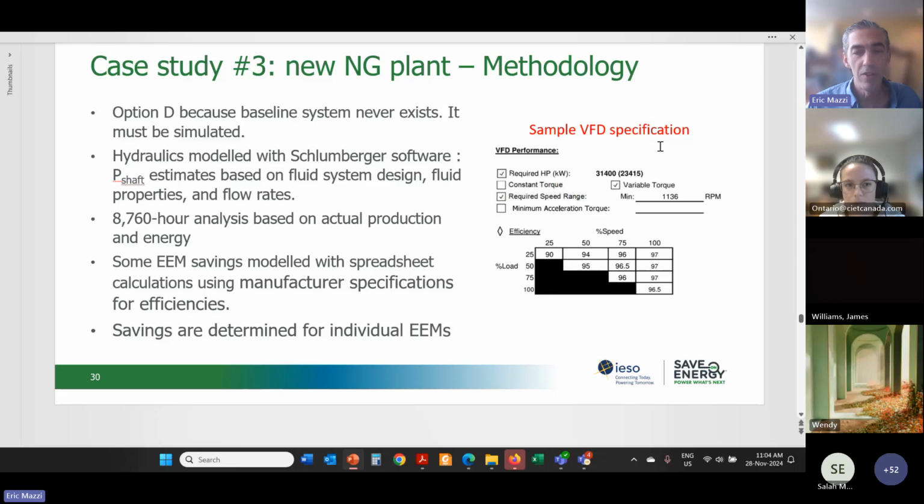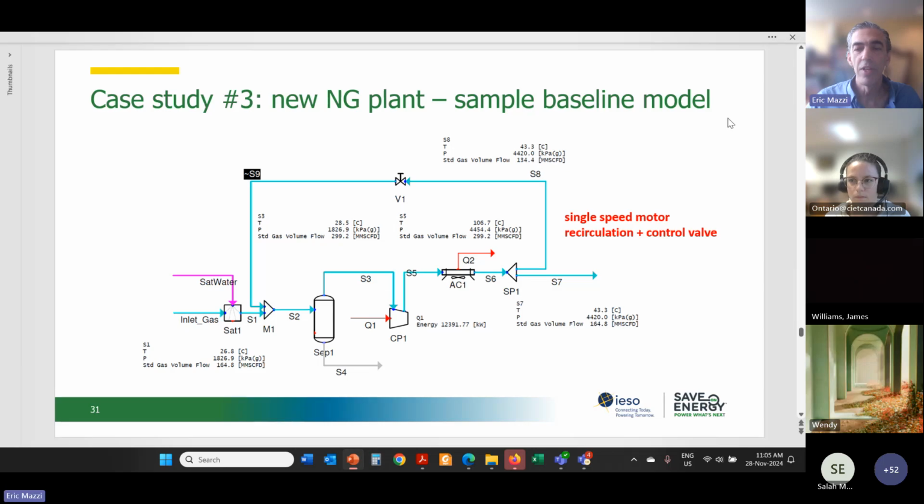In this case, it was Schlumberger software that was used to estimate shaft power of the compressors. Those shaft power numbers were converted to electric power numbers using a spreadsheet analysis. It was based on a full year of actual production and energy data, and savings were determined for individual measures. Take into account things like VFD efficiencies, which I'm showing there on the right. So this is just a sample of the type of modeling. This comes out of a Schlumberger model.